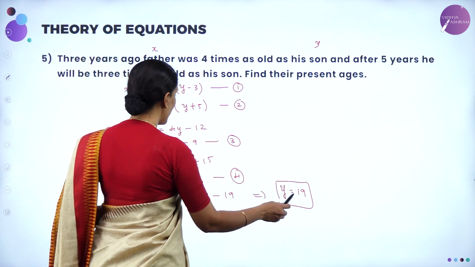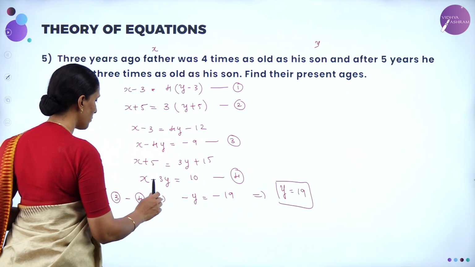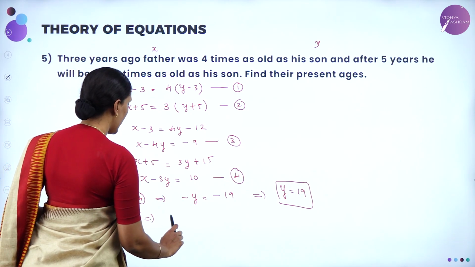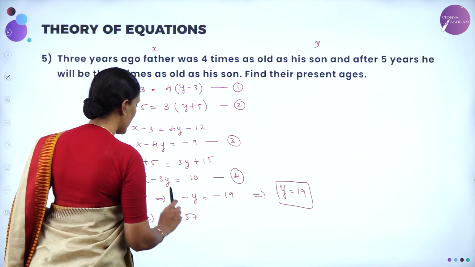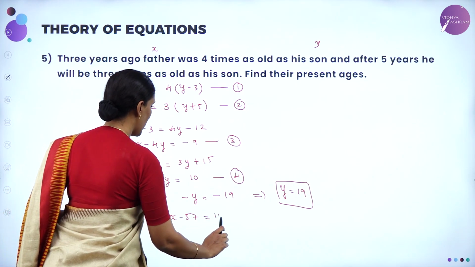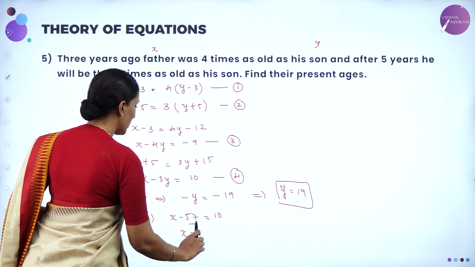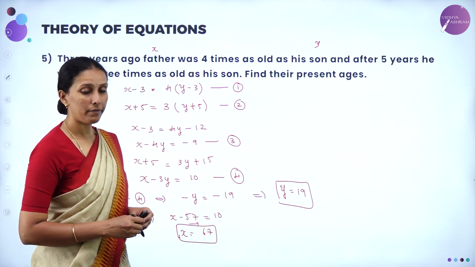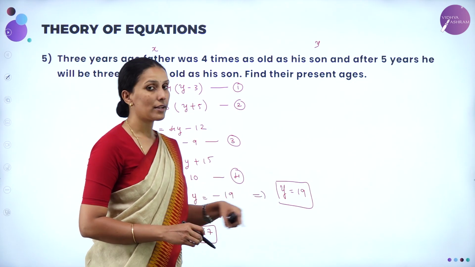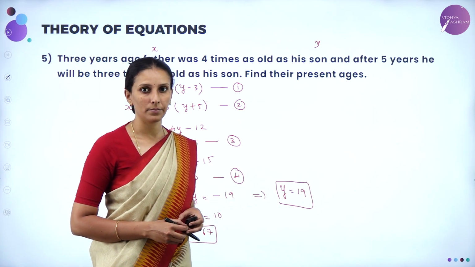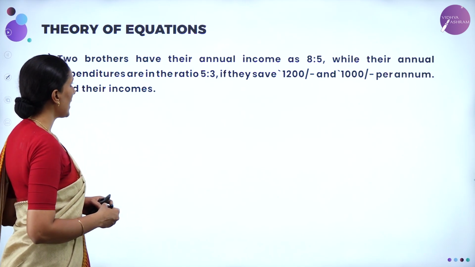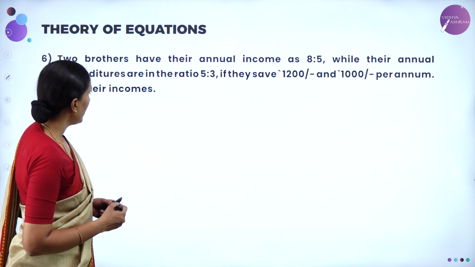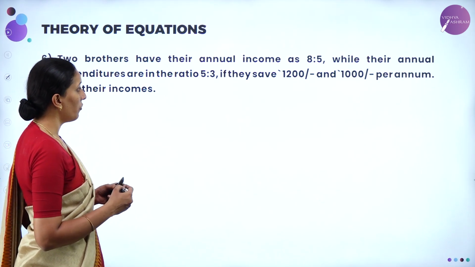And if I substitute y is equal to 19 in any one of the equations, for example, let me substitute in equation 4, then I'll get x minus 57, that is 19 times 3 is 57, is equal to 10. So x is equal to 67. So the age of the father is 67. Therefore the father's age is 67 years, whereas the son's age is 19 years. The next one, two brothers have their annual income in the ratio 8:5, while their annual expenditures are in the ratio 5:3.